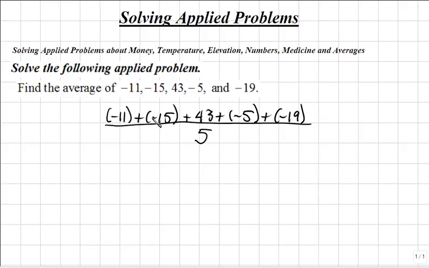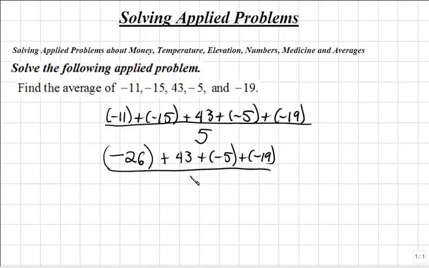So to add the numbers on top, we'll begin on our left and add two numbers together and write that result. So we start by adding negative 11 and negative 15. To add two numbers of the same sign, add the numbers, keep the sign. So 11 plus 15 will become 26, and since they were both negative, we'll keep this as a negative 26. To this we'll add 43, then add negative 5, then add negative 19, and divide this result by 5.